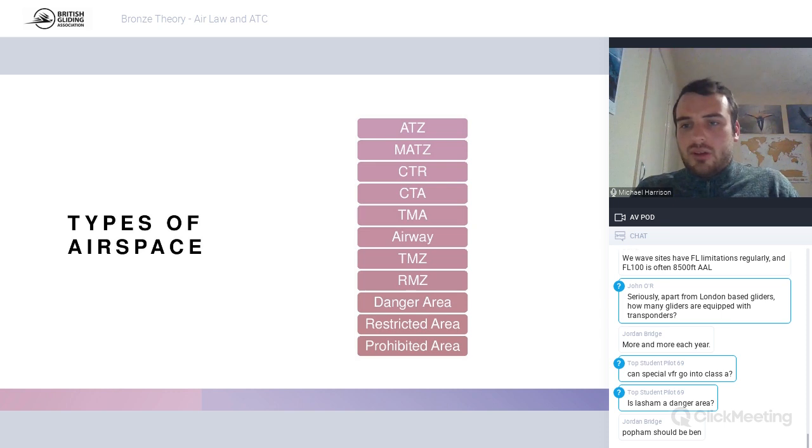So restricted areas always have a restriction like that. Sometimes around prisons, for example, the restricted area might only apply to microlights or helicopters. So you just have to read the restriction and find out whether it stops you from doing what you want to do or not.